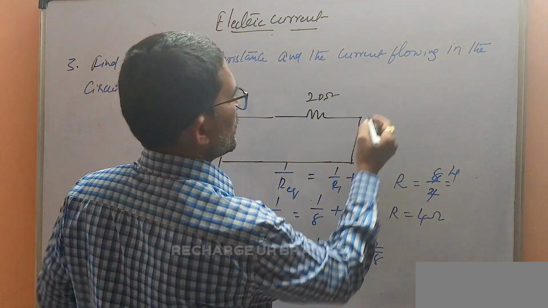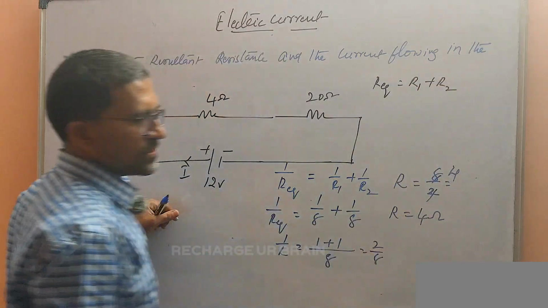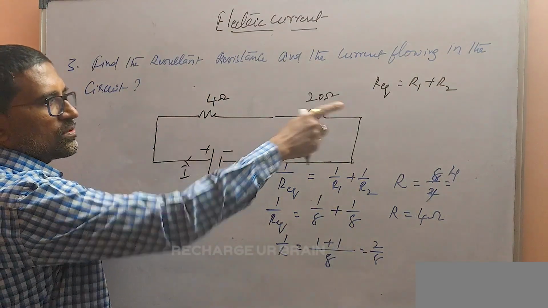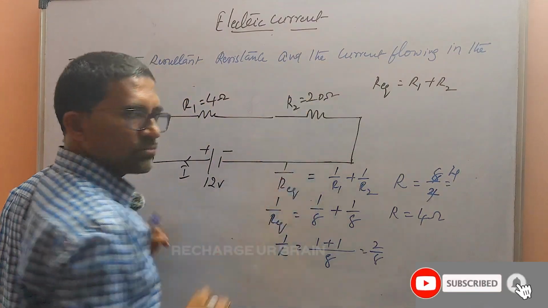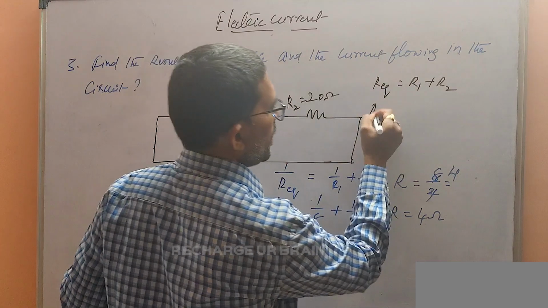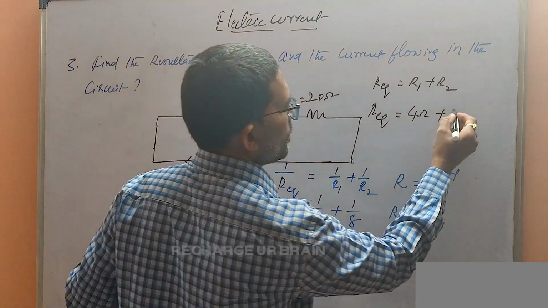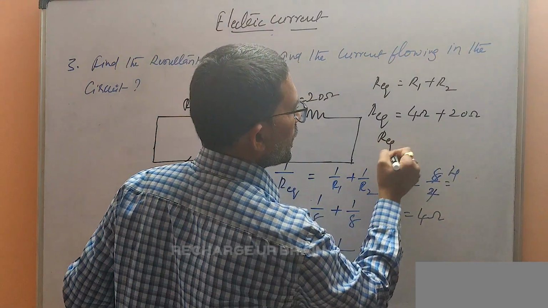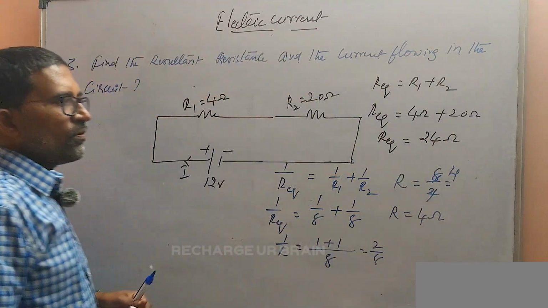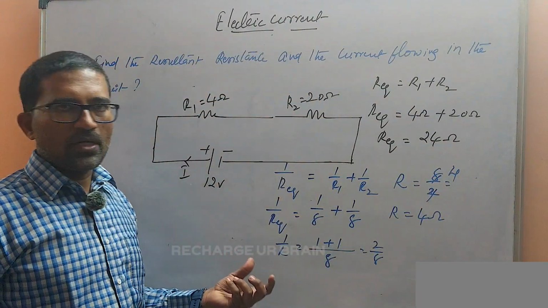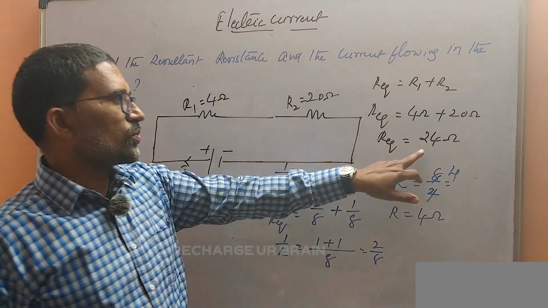I will solve that one here. Equivalent resistance in series combination: R equivalent is equal to R1 plus R2. This one you consider as R1 and this one you consider as R2. R1 is 4 ohm, R2 is 20 ohm. Then R equivalent is equal to 4 plus 20, that is 24 ohm. Now we found the total resistance of the entire circuit, that is 24 ohm.